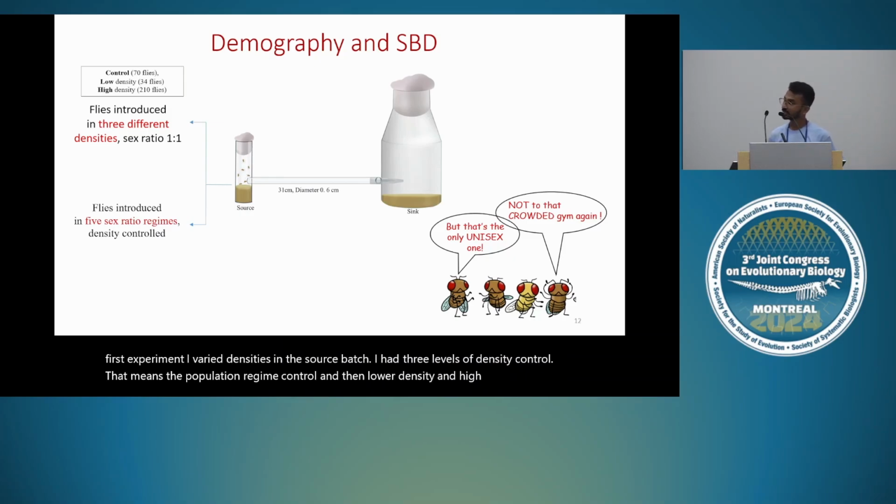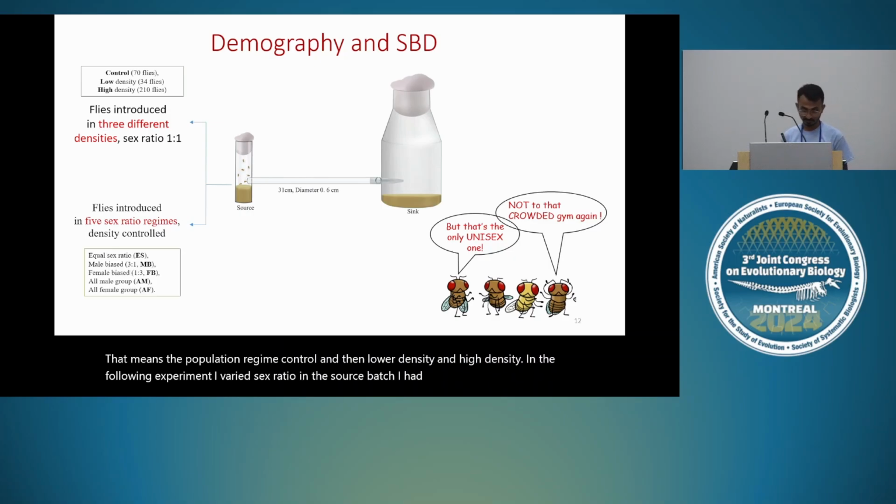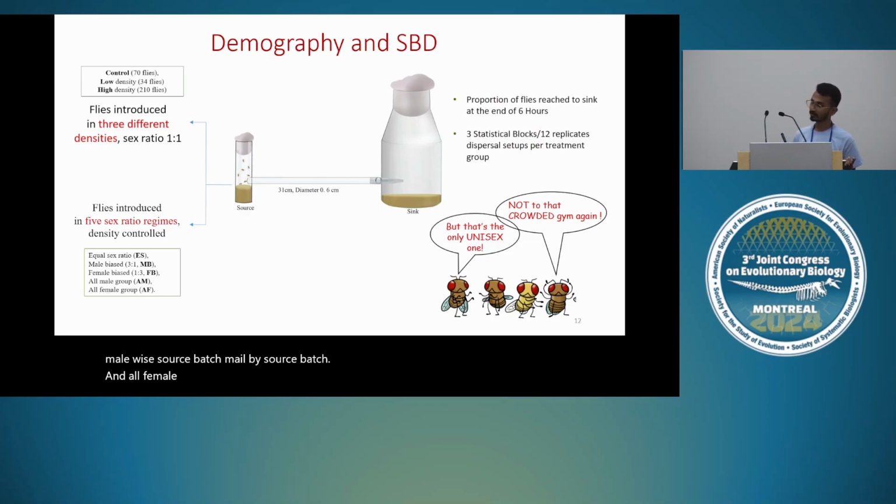In the following experiment, I varied sex ratio in the source patch. I had 5 levels. I had equal sex ratio, male biased source patch, female biased source patch, all male group and all female group. And I quantified the proportion of flies moving to the sink. This was also done with ample sample size.